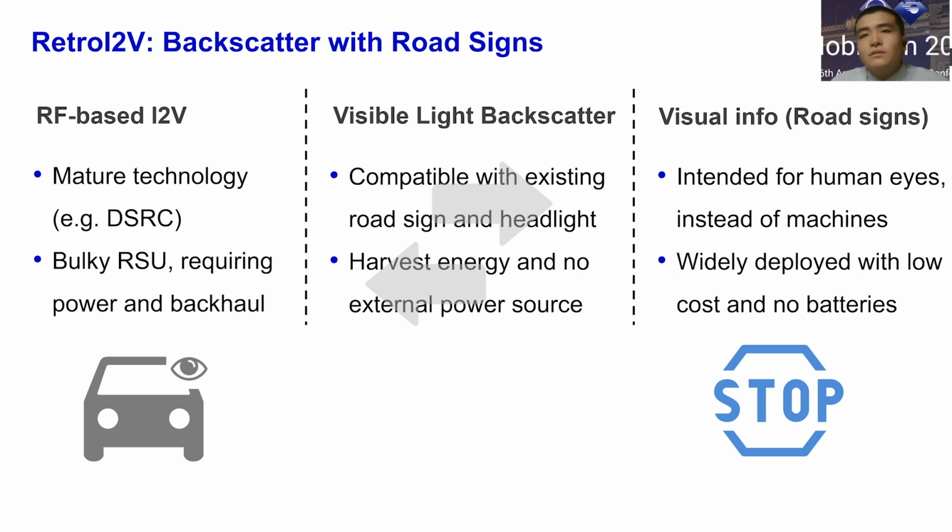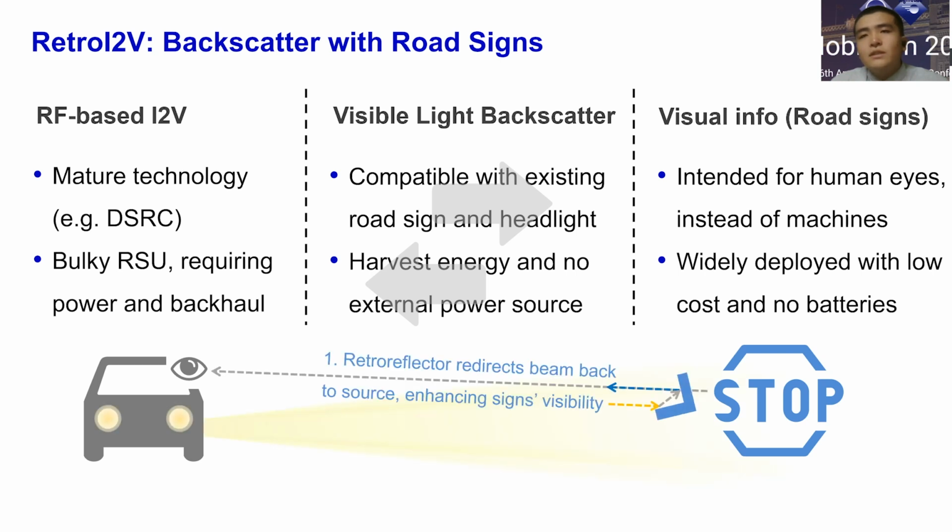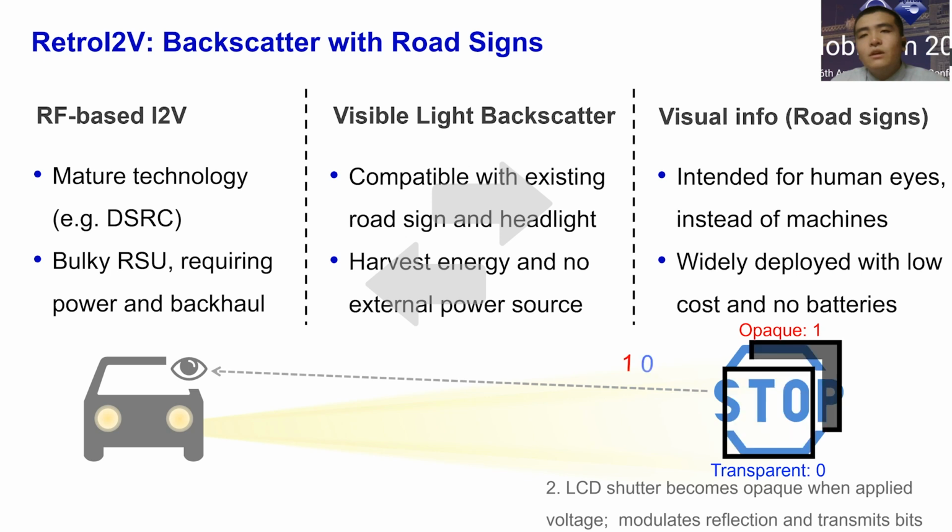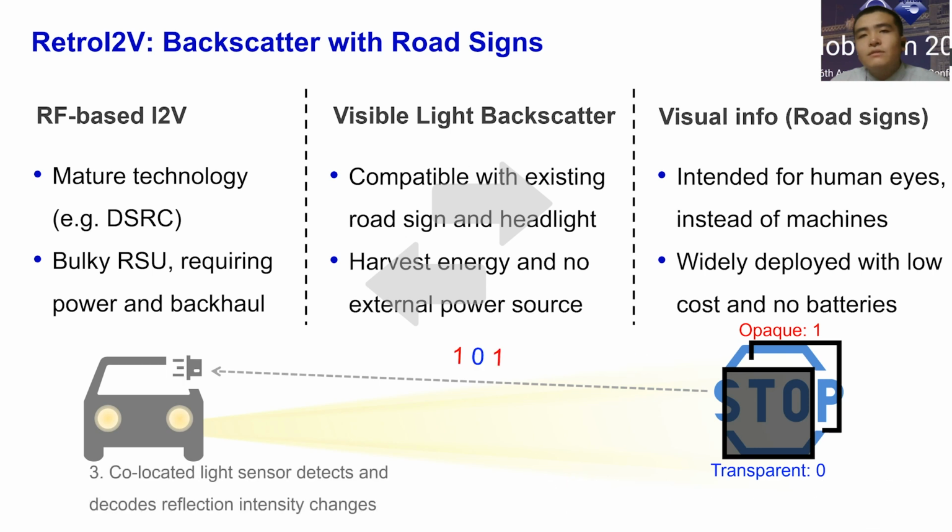Nowadays, most road signs use a special surface material called reflector, which will redirect the beam back to the source with high directionality. This enhances its visibility at night to the illuminating vehicle. And this phenomenon becomes a visible light backscatter simply by adding a modulation and demodulation overlay circuitry. That is, a liquid crystal shutter to control the reflection, and a co-located light sensor that will detect the reflection intensity change to decode the information.